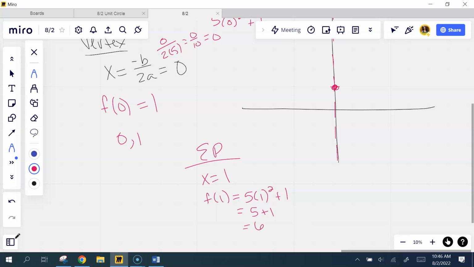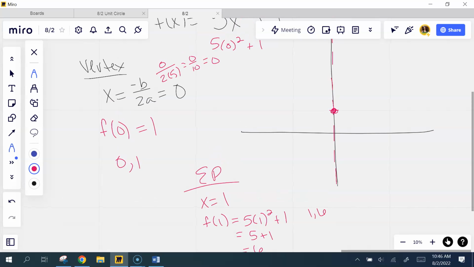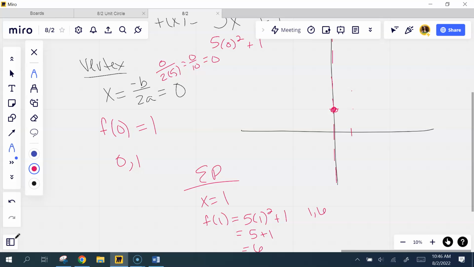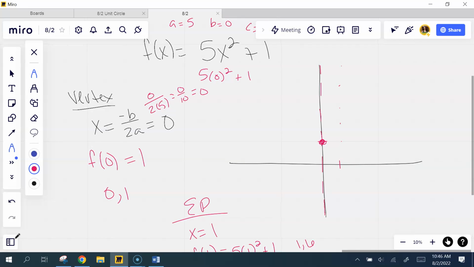Now remember, the whole point of this was that I found the corresponding y value. So this point is 1/6. That is my easy point, right? I've already found my vertex. This is my easy point. So 1/6, 1. That was a whole lot easier than 126, right? I'm good with that.